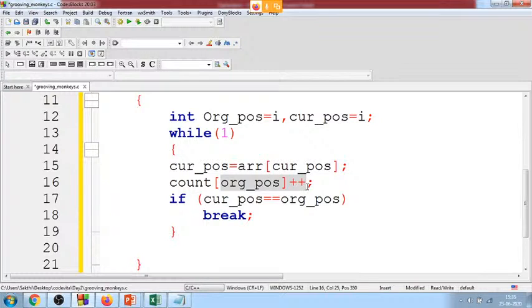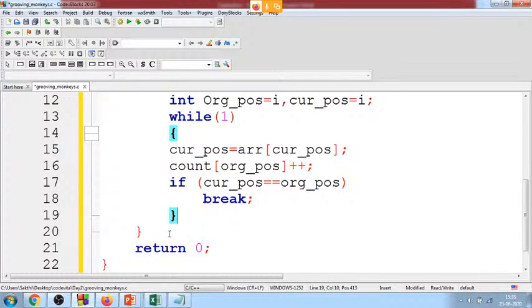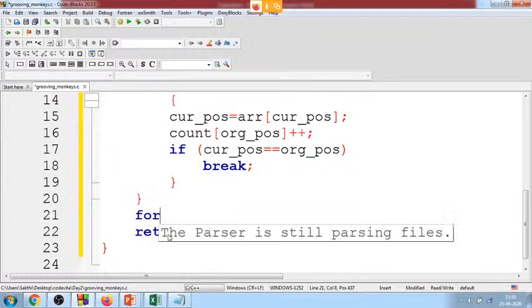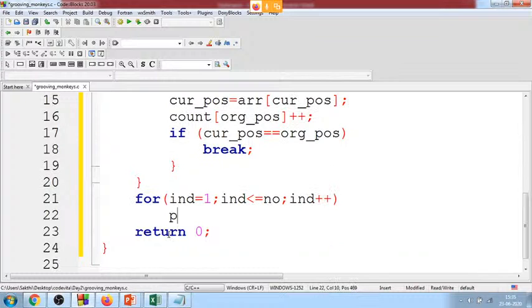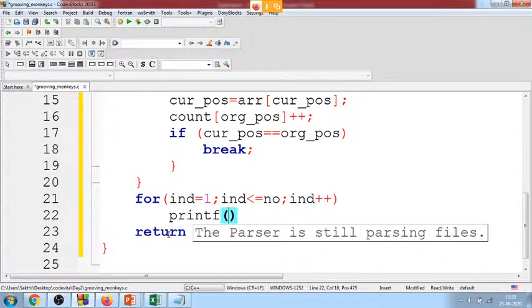For your clarification, let me print and show you whether that is updated. For 6 monkeys, is that working fine? So let me have a for loop: index assigned 1, index less than or equal to number, and index plus plus. Now we are supposed to display my count, right? The count array holds the number of steps taken by each and every monkey. So printf percentage %d, comma, count of i.